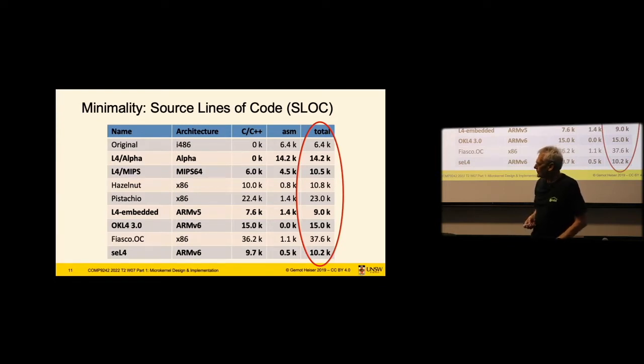Okay, so this is how the L4 microkernel family evolved or developed. So why did we have to do a new one in SeL4? Any ideas? Turns out that's not an easy question to answer.